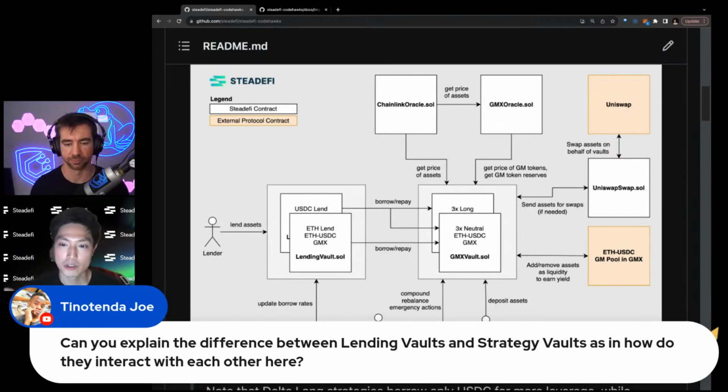Yeah, you're almost right. I'll tweak your sentence just a little bit to say, think of it as the strategy vault being the borrower in this case, and the lending vault is supplying the assets to be borrowed, to be lent out to the strategy vaults.